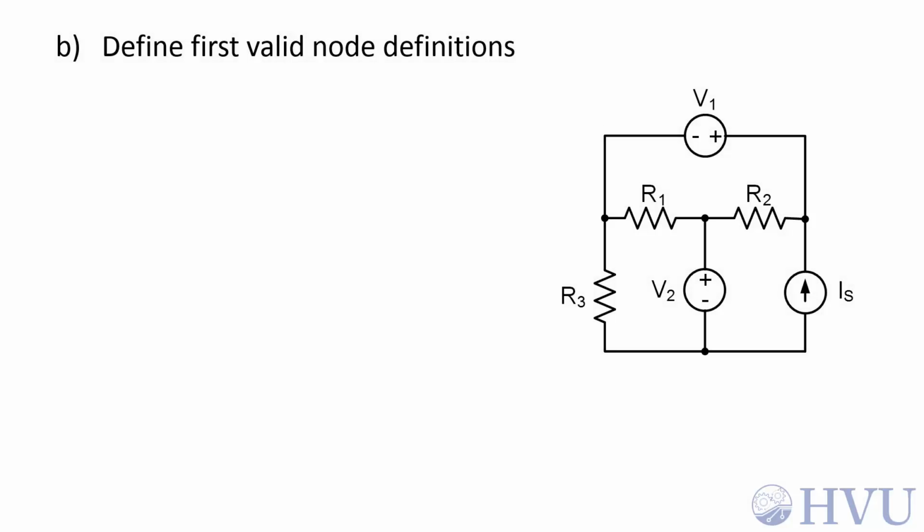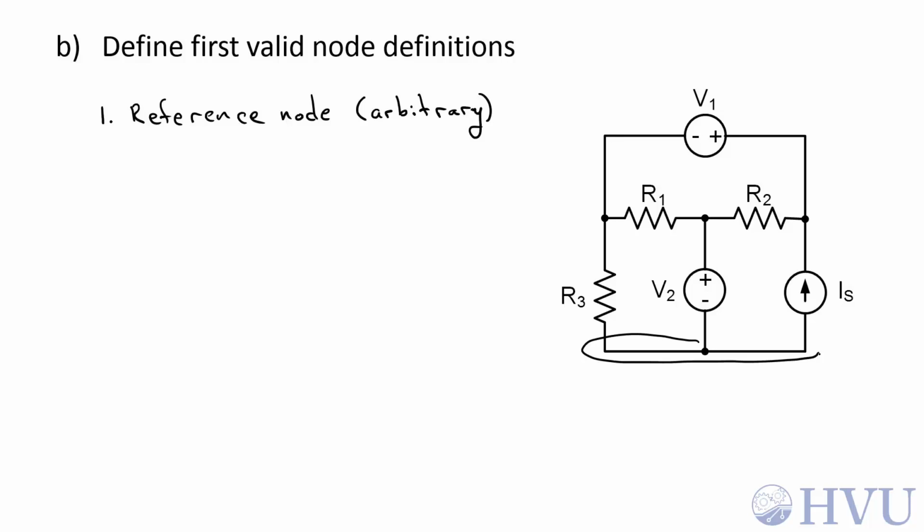The rest of this example consists of defining different variables for this circuit, all of which will be valid, and the important thing is to notice that none of them are necessarily better than any other. To define valid node definitions or circuit unknowns, the first thing you do is choose a reference node. The reference node is completely arbitrary. For this first example, I'm going to choose the reference node down here. So that's my reference node, and that becomes my assumed 0-volt level.